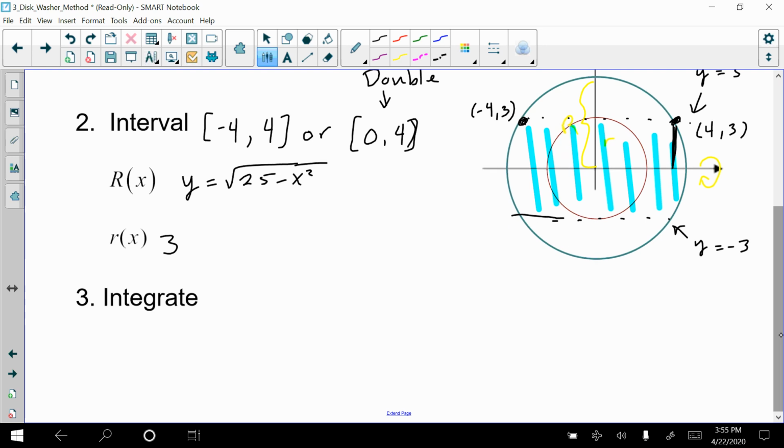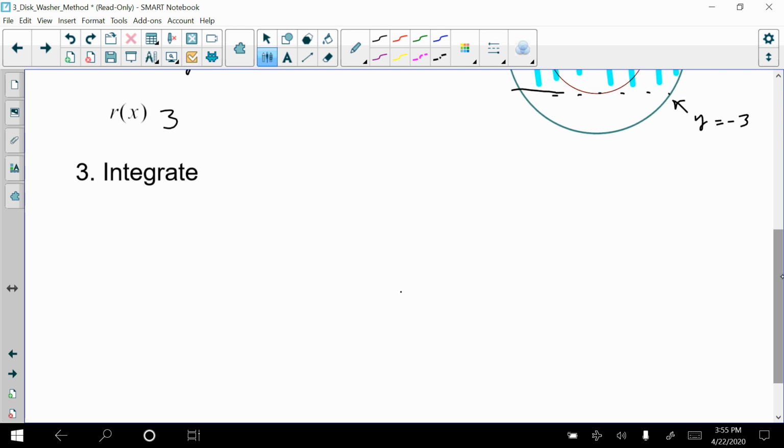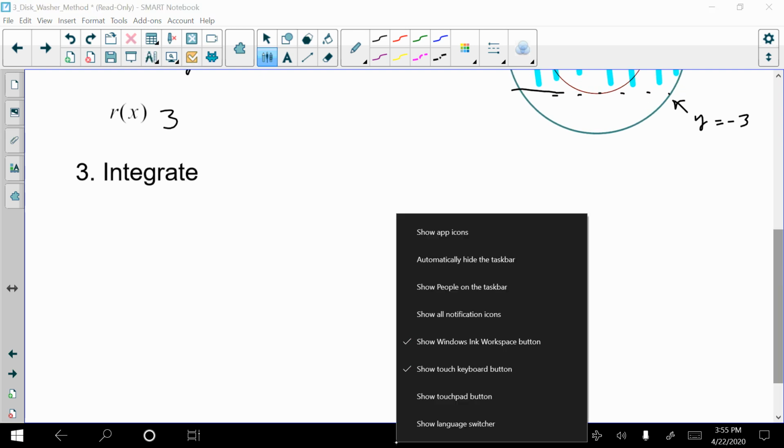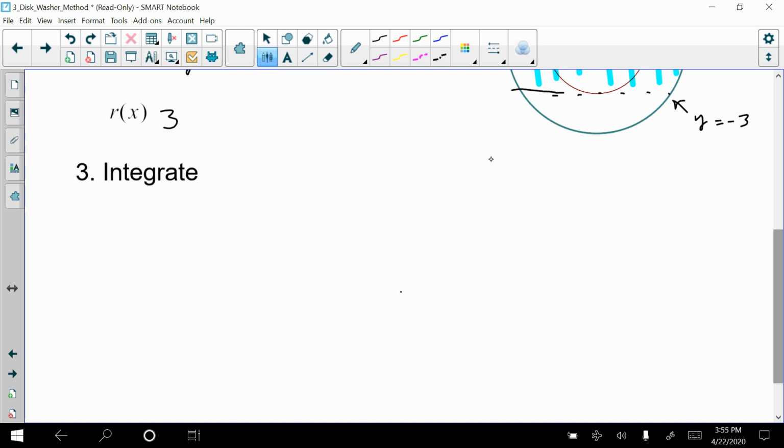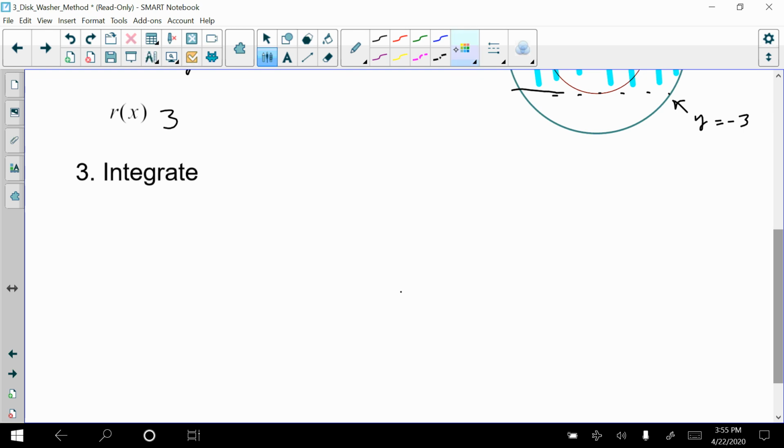Now we have our interior and our exterior regions, so let's do our integration. Personally, I like the lower bound of the interval to be 0, so I'm going to look at this half and double my volume. Let me pick a different color here. Let's use red. I don't think I've used red yet. So I'm going to say volume is equal to 2 pi, integral from 0 to 4.